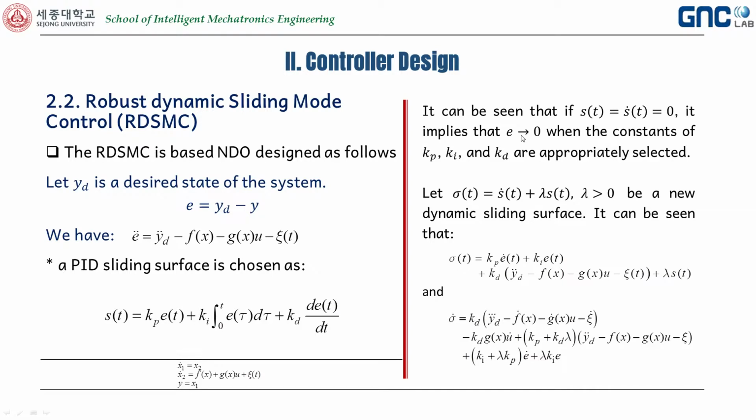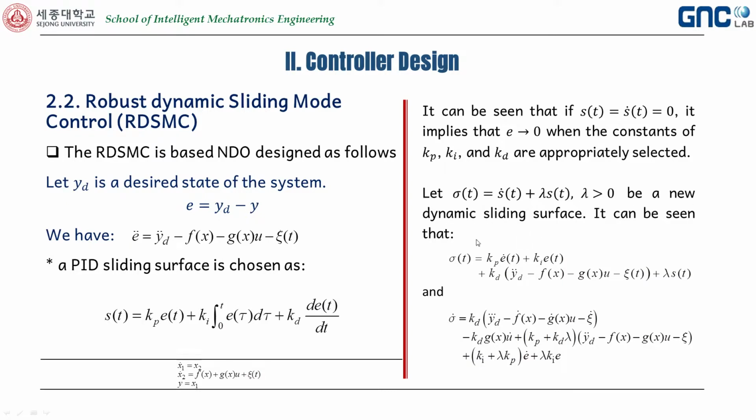It can be seen that if x equals x dot equals 0, it implies that the error converges to 0. If s is equal to 0, it means that the error must converge to 0 when the constants Kp, Ki, and Kd are appropriately selected. Let sigma equal x dot plus lambda x, where lambda is a positive value, be a new dynamic sliding surface.